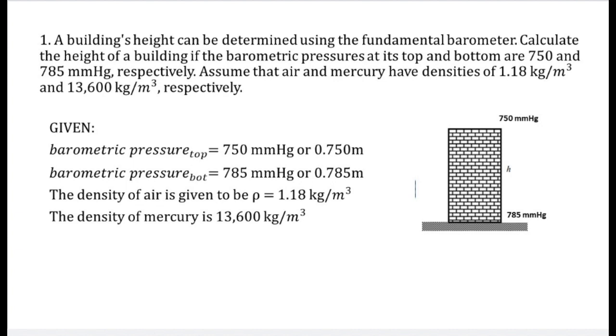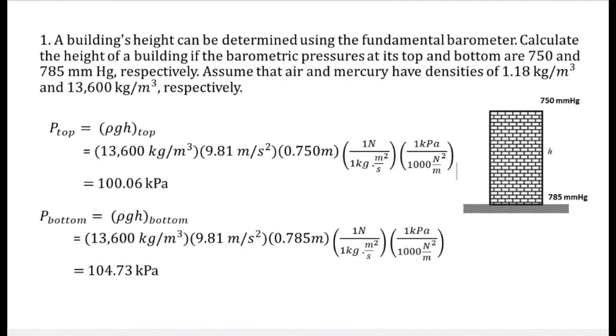Okay, let's proceed to the given listed below. Here, the barometric pressure at the top is equal to 750 millimeters. This millimeter is converted to meters, so we get 0.750 meters. And the same for the barometric pressure at the bottom, 785 millimeters is converted to 0.785 meters. The density of air is given to be 1.18 kg per cubic meter and 13,600 kg per cubic meter for the density of the mercury.